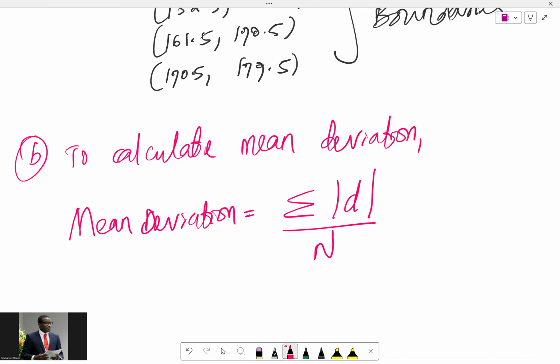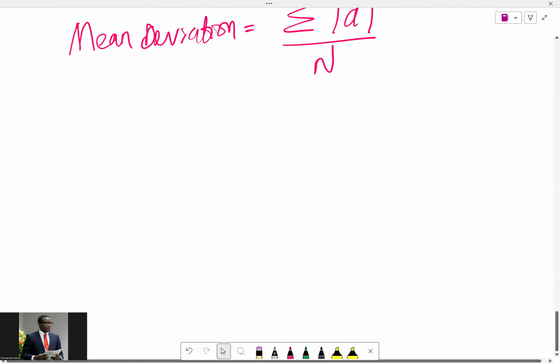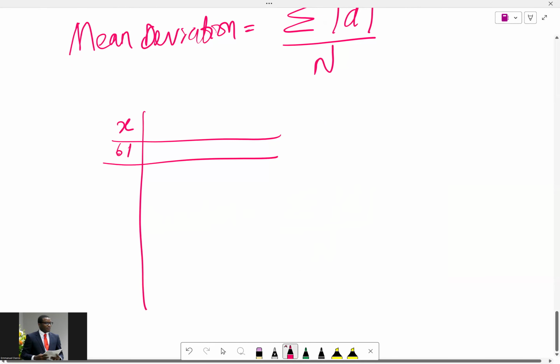I think it's always good to put this in a table format to make life easy. We have, I think, 19 numbers here. So let's see how we can do that. We have X, and apart from X, we need X bar for sure. So let's say we have X now, which is 61, 55, 56, 78, 61.